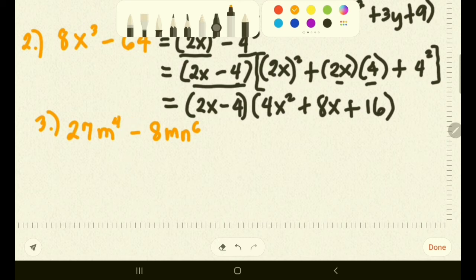This is to the power of 4. But notice that 7m to the power of 4 cannot be expressed to the power of 3 because of this m to the power of 4. The same here, 8mn to the power of 6. m is not a perfect cube. So, what are we going to do?